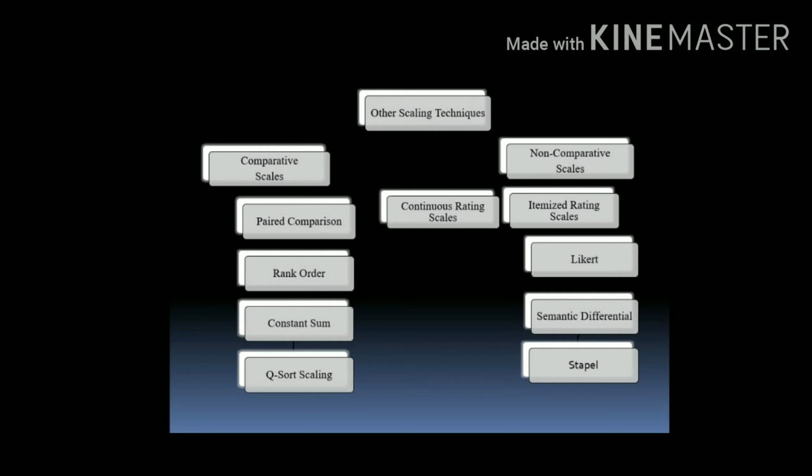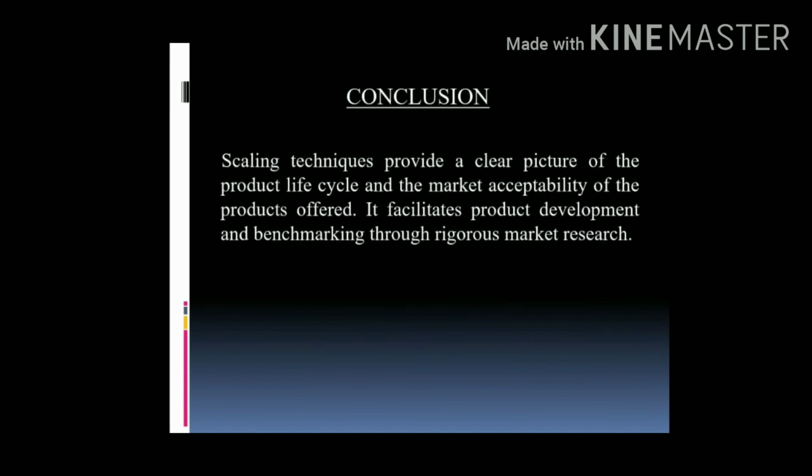Third, we have Stapel scale. A Stapel scale is that itemized rating scale which measures the response, perception, or attribute of the respondents for a particular object through a unipolar rating. The range of a Stapel scale is between -5 to +5, eliminating 0, thus confining to 10 units. To conclude, scaling techniques provide a clear picture of the product life cycle and the market acceptability of the product offers. It facilitates product development and benchmarking through rigorous market research.